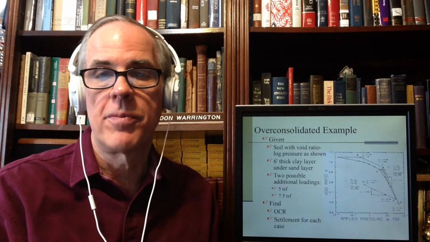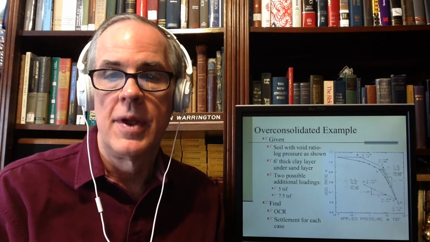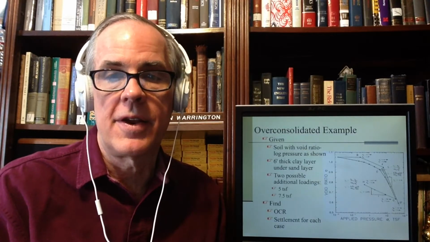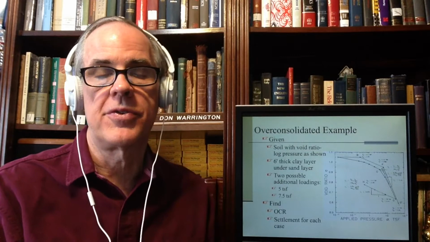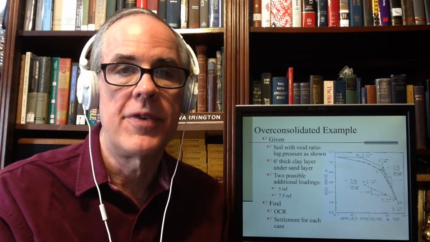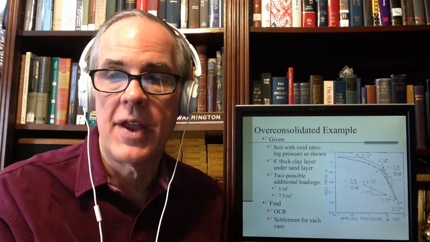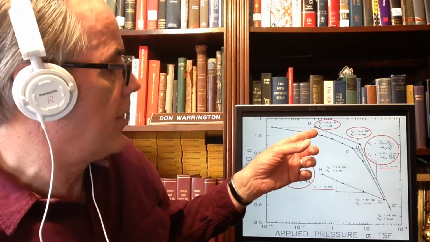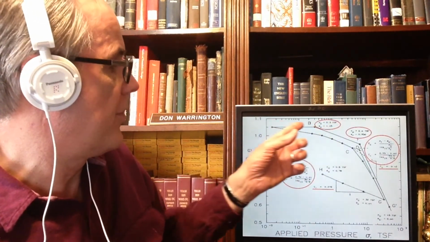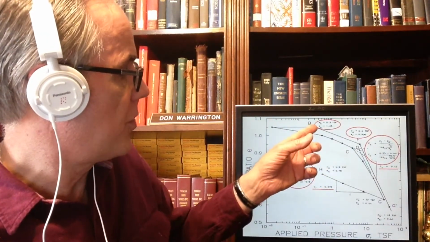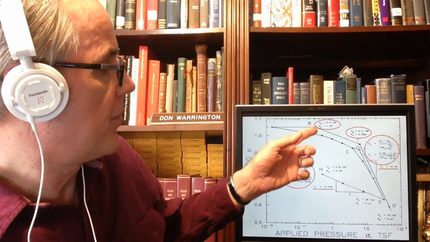We have a soil with void ratio versus log pressure shown. It's a 6 feet thick clay layer under a sand layer. There are two possible additional loads, 5 TSF or 7.5 TSF. We find the OCR and the settlement for each case. Okay, let's start with this one. We start here, and e naught is 1.05. Up here, this is the initial void ratio, and this goes out to the point here at 0.3 TSF, which is the current effective stress.